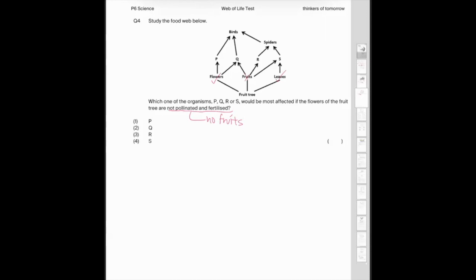So the one that will be affected the most has to be R, because R is the only one that eats fruits. Because Q can eat the flowers to survive, and S can eat leaves to survive, but R only eats the fruits. So if there's no fruits, R will be the most affected. So your answer will be 3.